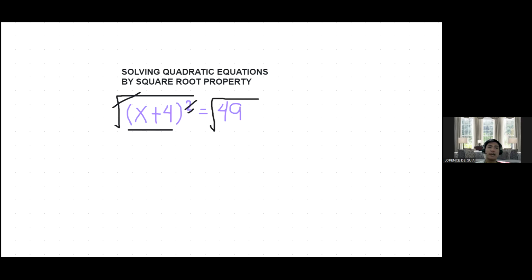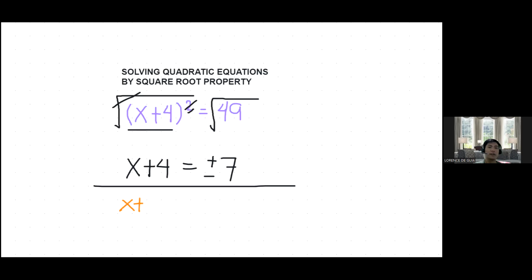So just write x plus 4. And the square root of 49 is positive and negative 7. It means that we have two values on the right side of our equation, and that is positive 7 and negative 7. So we can rewrite our equation as follows. That is x plus 4 equals, taking the positive 7, and x plus 4 equals, taking the negative 7.